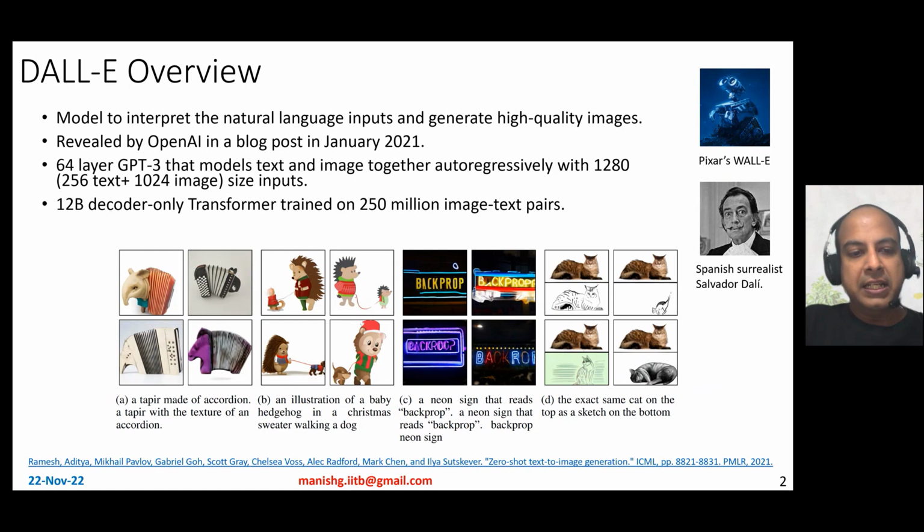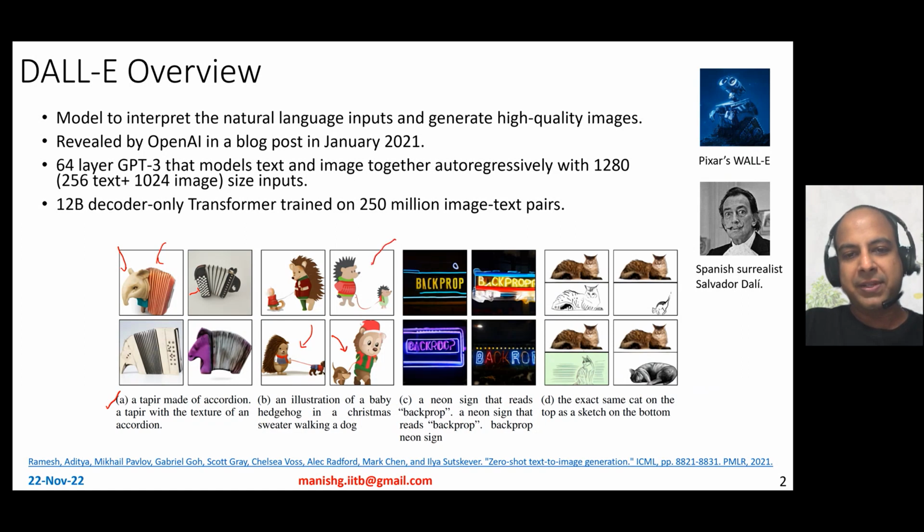For example, if you feed in things like a tapir made of accordion, you see it nicely combines the properties of an animal with the properties of an accordion. Either the accordion forms the neck or it sort of forms the leg and so on, right? You can also feed in captions like a baby hedgehog in a Christmas sweater walking a dog. And you see, in many cases, it sort of works fine.